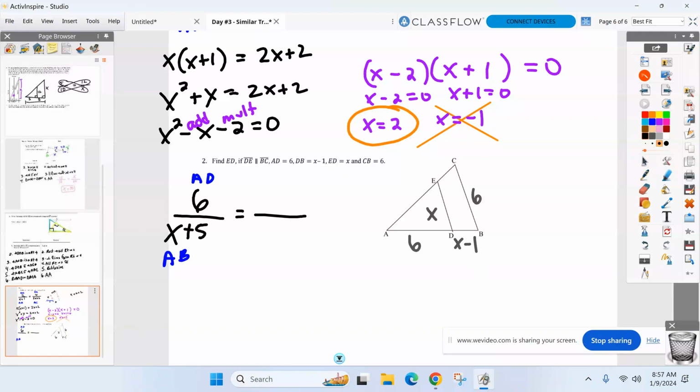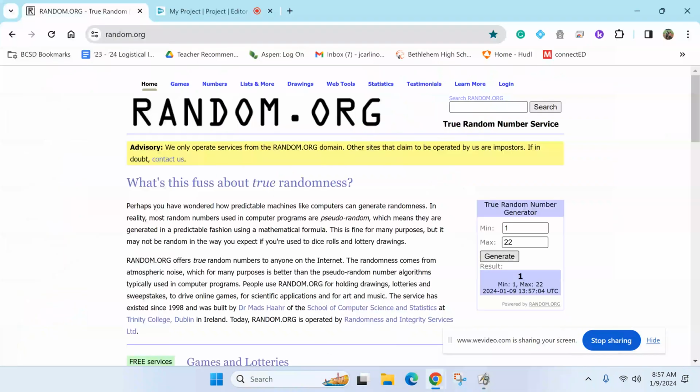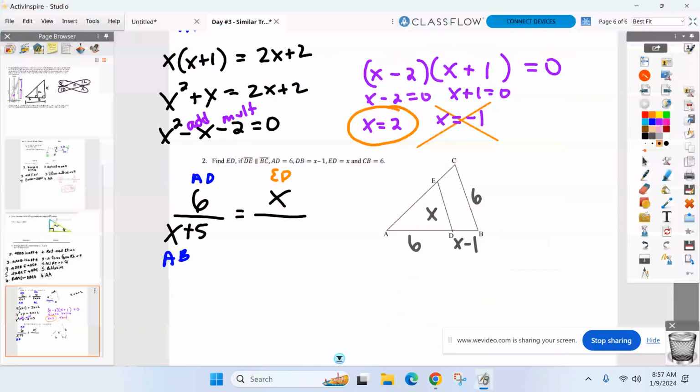All right, now the next side from the small triangle will be X, which is ED. And what does that match up with in the big triangle? What does ED match up with in the big triangle? ED and Dylan? What side does ED match up with? BC. Now look, don't overthink this. There's nothing to combine here. You already know how long BC is. Just 6. Put 6. Done.